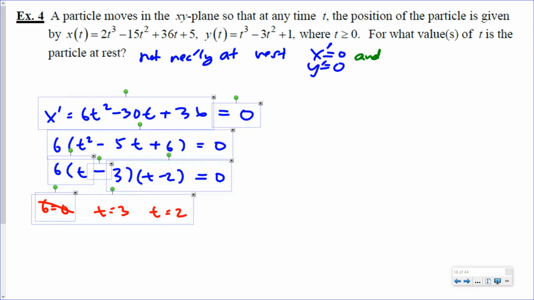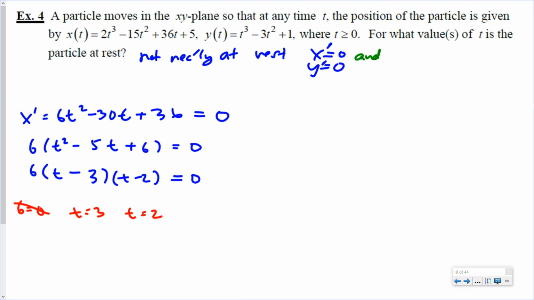Let's check the y side. Okay, so remember it has to be 0 for both sides. So on the y side, y prime is 3t squared minus 6t, right? And that must be 0 for us to have rest. All right, let's go ahead and pull out a 3t.